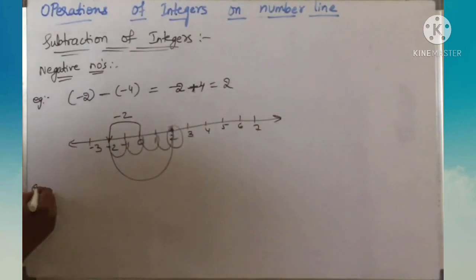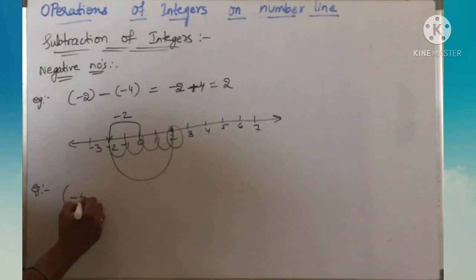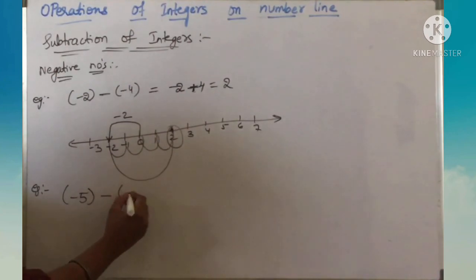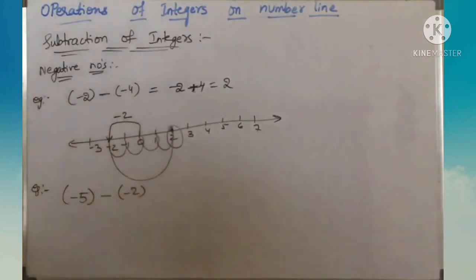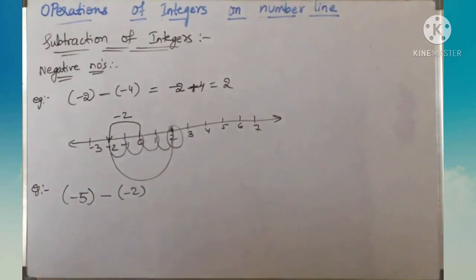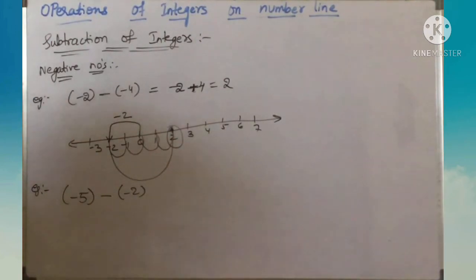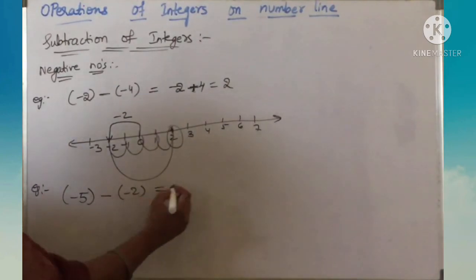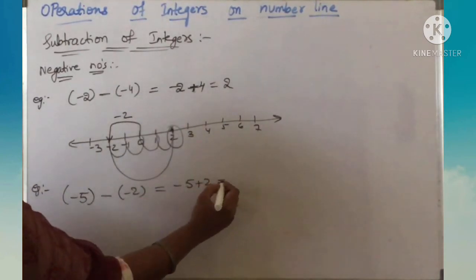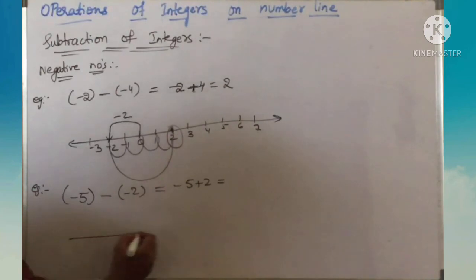Okay children, one more example I will take. Minus 5 minus of minus 2. Here minus 5 is a negative number and minus 2 is a negative number. So, we are subtracting negative numbers from negative numbers. So, negative of negative, it will become what? Positive. So, minus 5 plus 2, how much we will see on the number line?